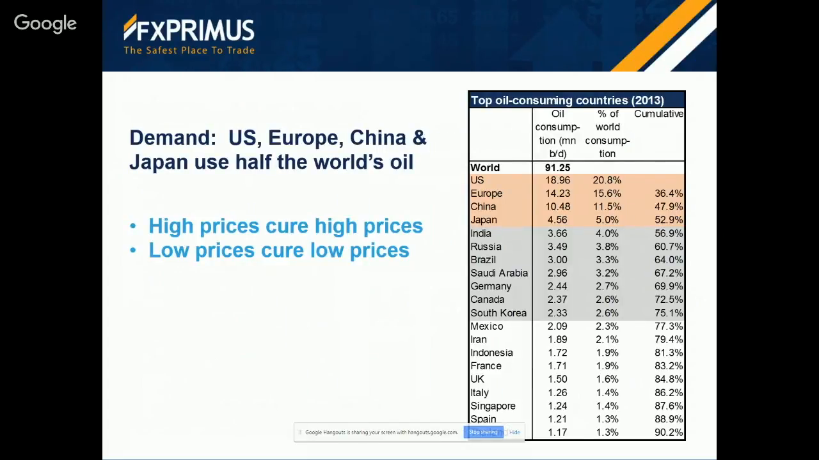So here we've got a table that shows the major oil-consuming countries. Note that the US, Europe, and China account for 48% of world oil use, which is why the oil market is particularly sensitive to indicators of growth in these 3 countries or regions. Adding Japan on, it's half the world's oil. Russia, Brazil, and Saudi Arabia are large consumers of oil, but they're also large producers of oil. So their activity doesn't make such a big difference unless their domestic consumption gets so big that they have to divert oil away from exports to domestic use.